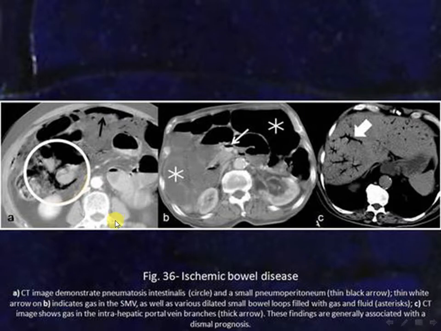Again, you can see there is ischemic bowel disease. There is gas in the portal vein and in the bowel wall associated with ascites, and this is the gas in the main portal vein. By the way, portal vein gas is a very poor prognostic sign. I think about 90 to 95% will result in mortality, portal vein gas, especially in adults.